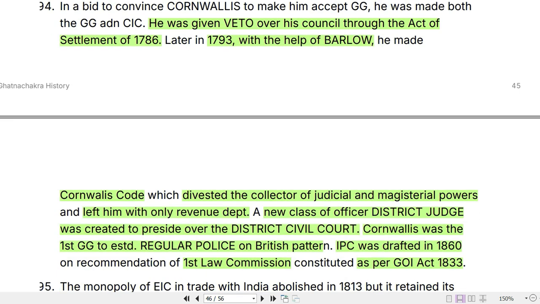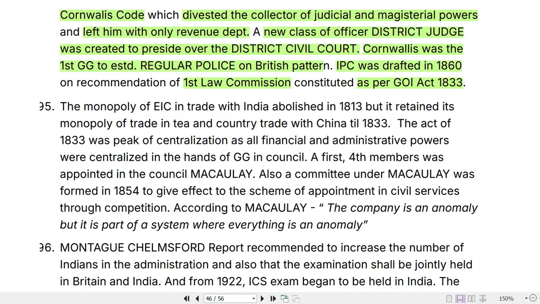Now Cornwallis was the first Governor General to establish a regular police force on British pattern, and IPC was made in 1860 by the First Law Commission, which was constituted as per the Government of India Act 1833. Now, the monopoly of East India Company in trade with India was abolished in 1813, but it retained its monopoly of trade in tea and country trade with China till 1833.